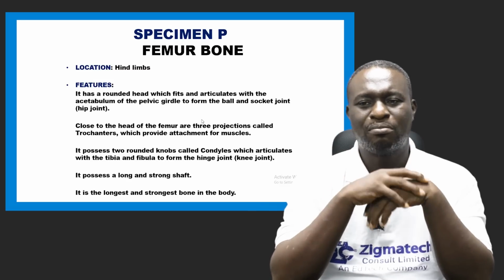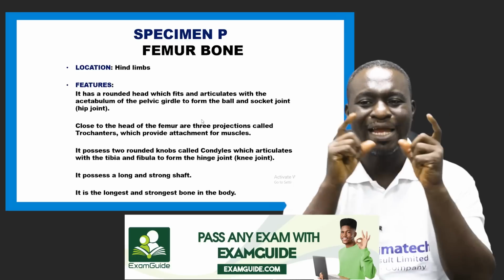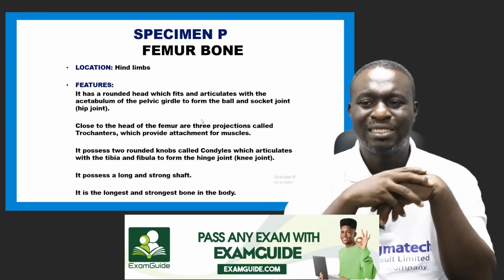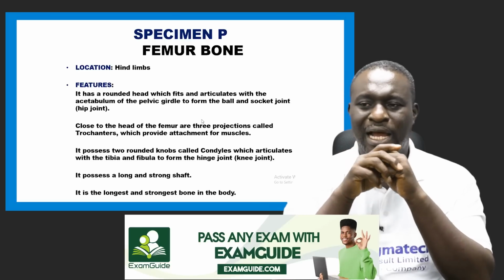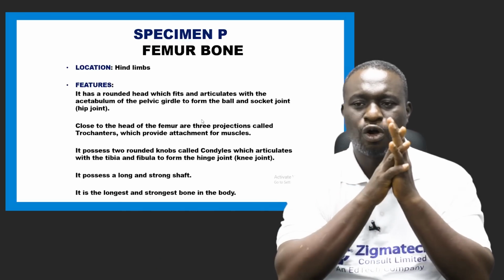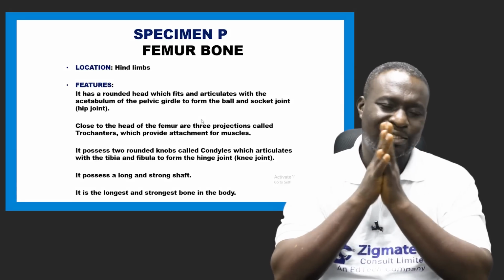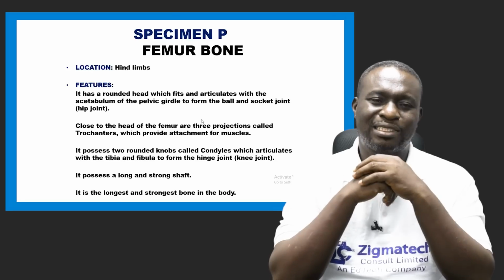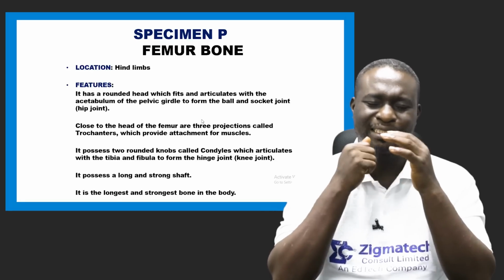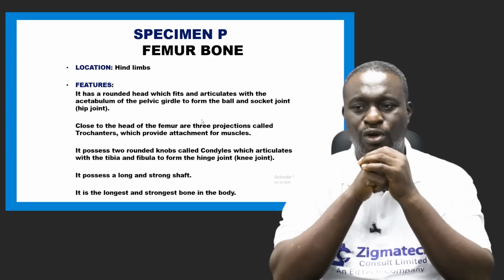Number two feature of the femur is that close to the head of the femur, there are three bone projections. Those three bone projections are called trochanters. These trochanters actually provide attachment for the muscles.